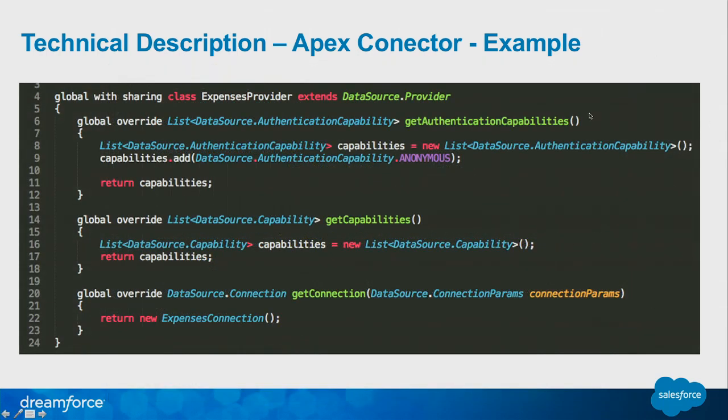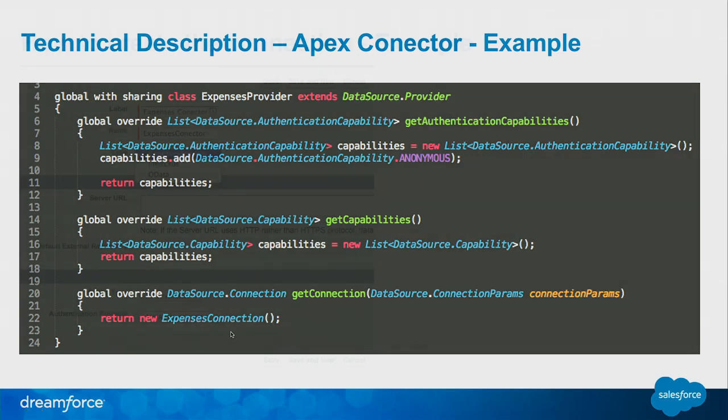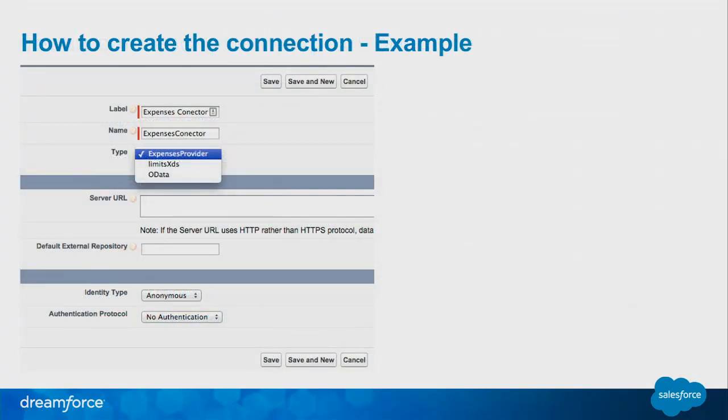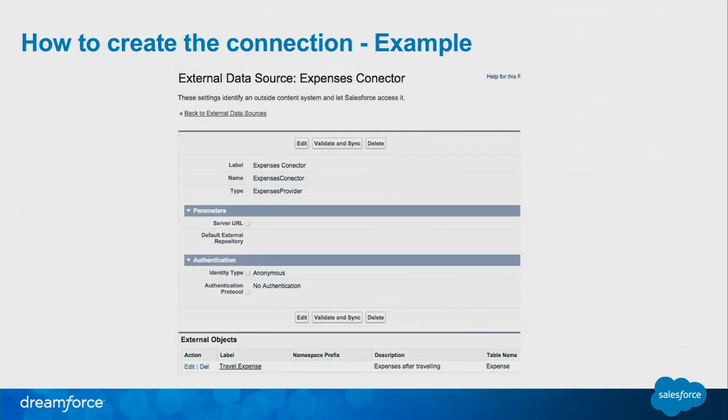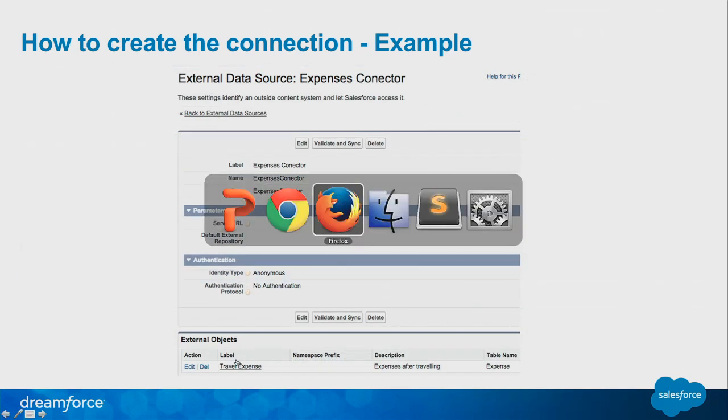After that, we create our data source provider. The same as before, override these three methods. This time, I will call my ExpenseConnection. Once I have it, I will create a connection in the org. I will synchronize metadata, and I will have the external object. Let me move to my org in order to show you.